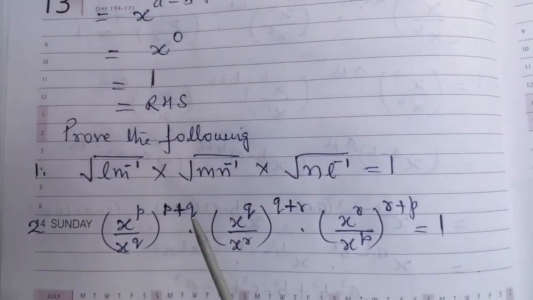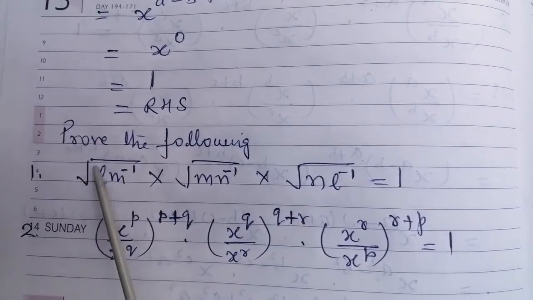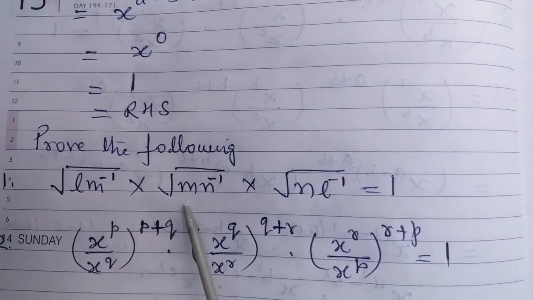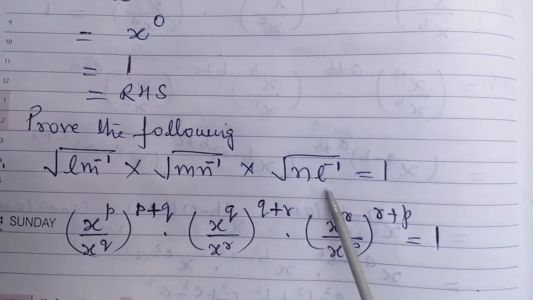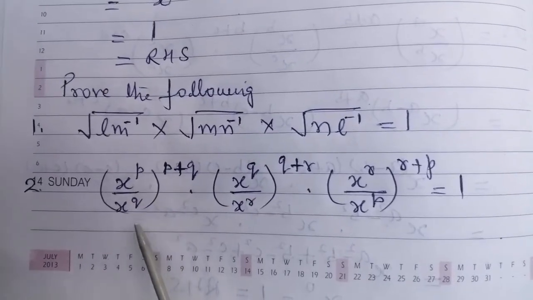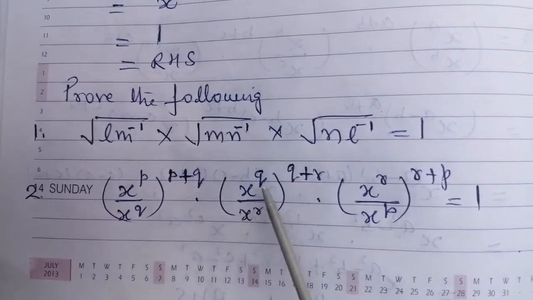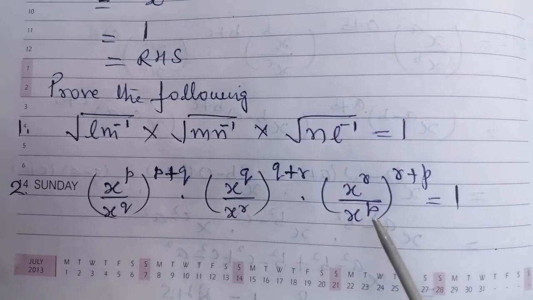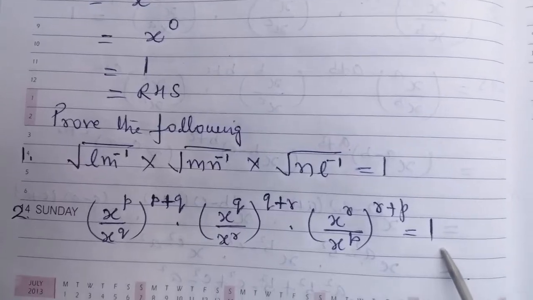I have given two questions which you can practice also. Prove the following. First is square root of l into m raised to power minus 1, multiplied by square root of m into n raised to power minus 1, multiplied by square root of n into l raised to power minus 1, is equal to 1. Similarly, the second one is x raised to power p upon x raised to power q, whole raised to power p plus q, into x raised to power q upon x raised to power r, whole raised to power q plus r, multiplied by x raised to power r over x raised to power p, whole raised to power r plus p, is equal to 1.